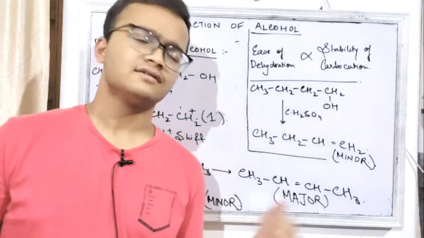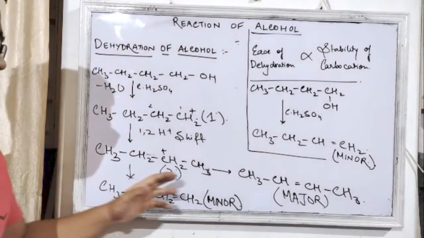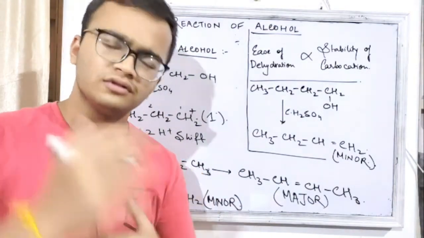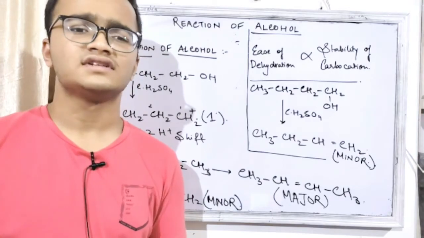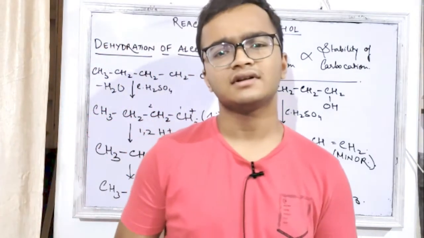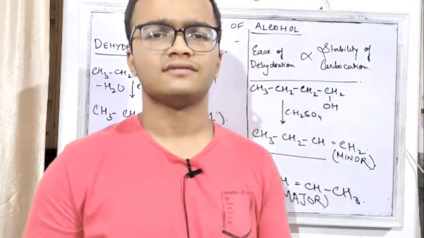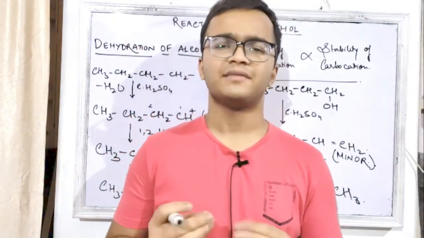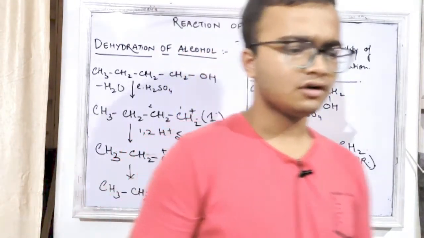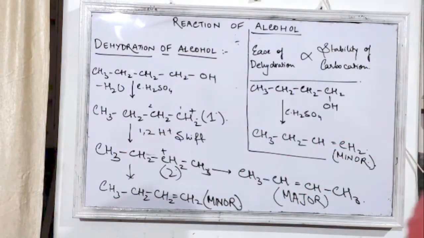After the 1,2 hydride shift occurs, the double bond is formed on both sides, but the product which has the maximum number of hyperconjugative hydrogens is the major product, and the product which has fewer hyperconjugative hydrogens is the minor product. So this was about the dehydration of alcohol. You can copy it up to this much. After this we will move on to the further sections.